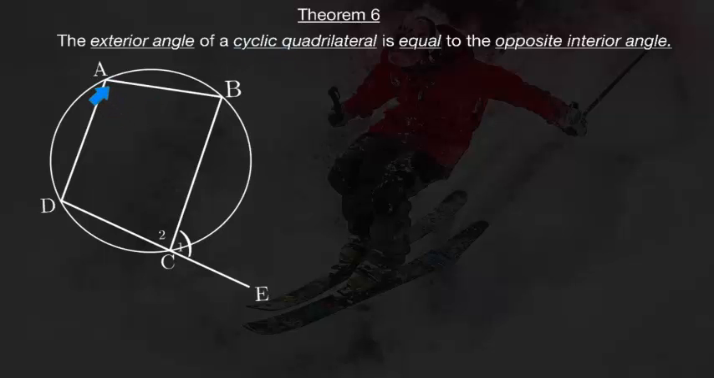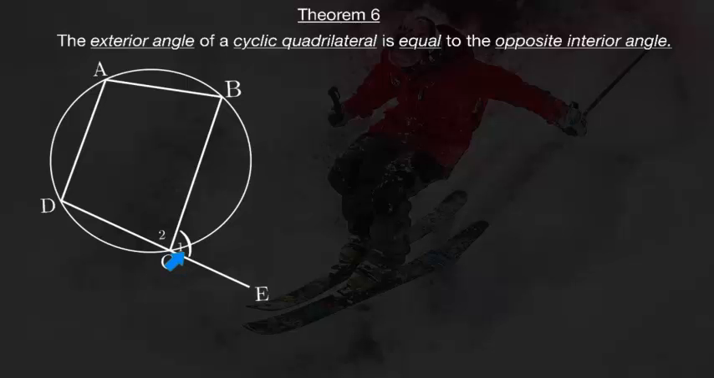Here we're given points A, B, C, and D on the circumference of the circle, which makes this quadrilateral a cyclic quadrilateral because the vertices are on the circumference of the circle. Now, this line of the cyclic quadrilateral, DC, is extended to E, which forms this exterior angle C1.